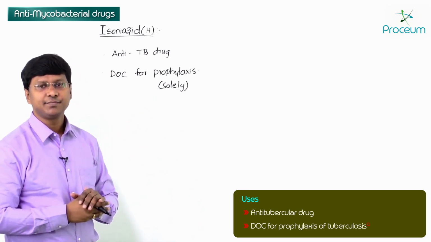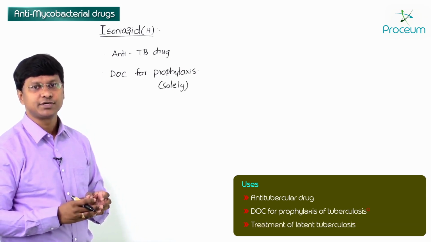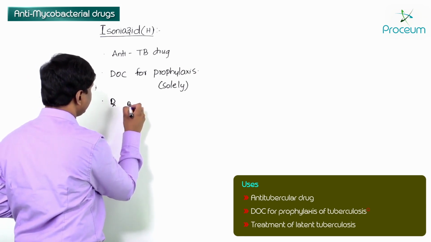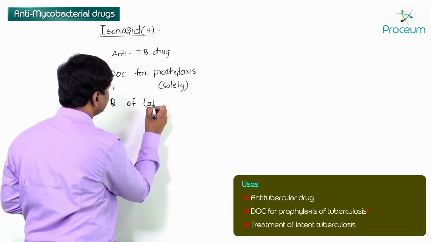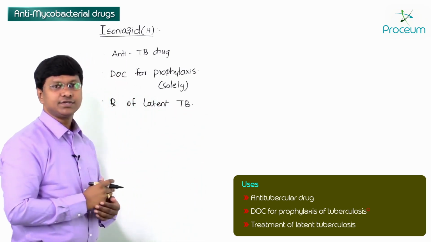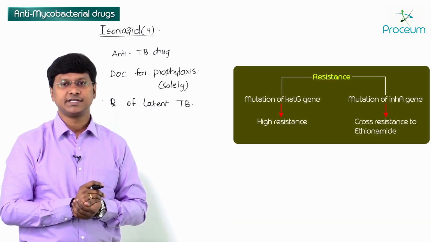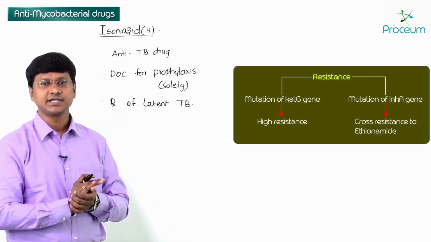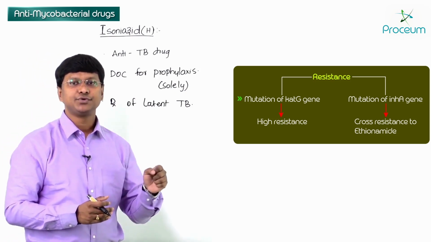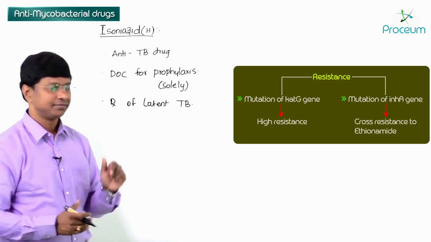Next, another important point is that it is also used for the treatment of latent tuberculosis infection. Now, resistance occurs due to mutation of two genes, that is either due to mutation of the KatG or due to mutation of INHA.